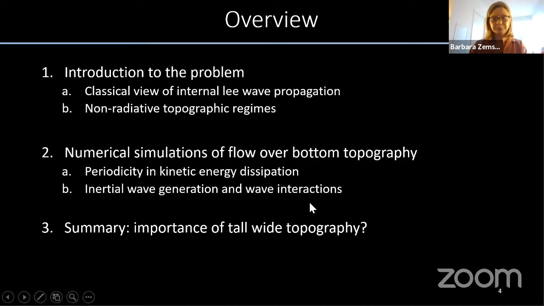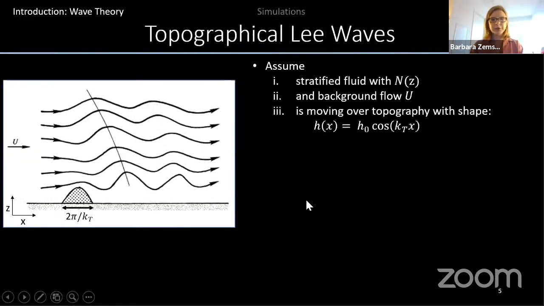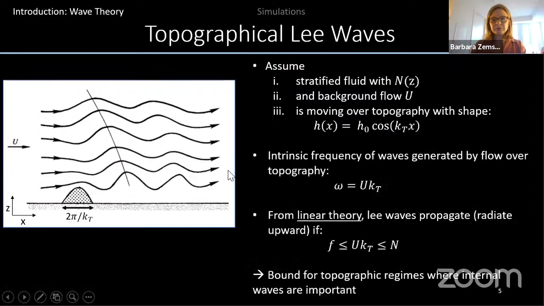dissipation in the ocean. So very quickly to recap, the linear Lee wave theory relies on having some stratified fluid with stratification N, and then background flow U that flows constantly over some topographic bump with some sinusoidal shape.